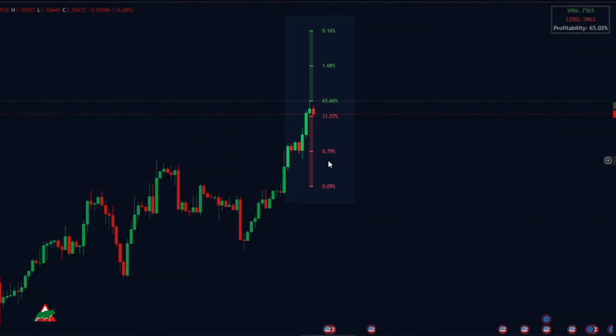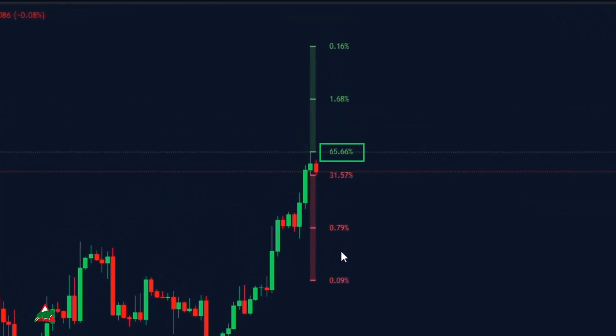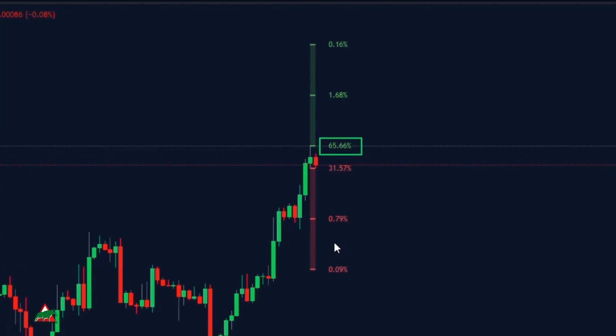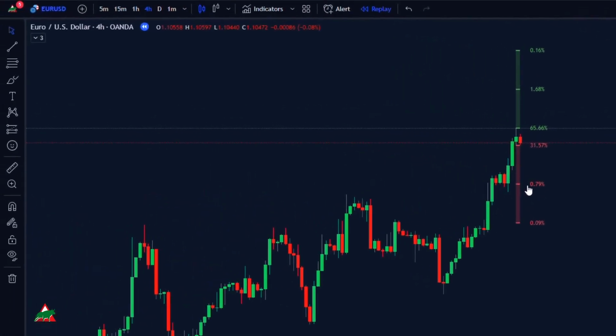For example, if the indicator shows a 65% chance of the price breaking above the high of the previous candlestick, we can expect a bullish candlestick. But it's not recommended to use this method on its own. There are more profitable ways to use the indicator. One such method involves looking at the prediction of the next candlestick on a higher time frame.